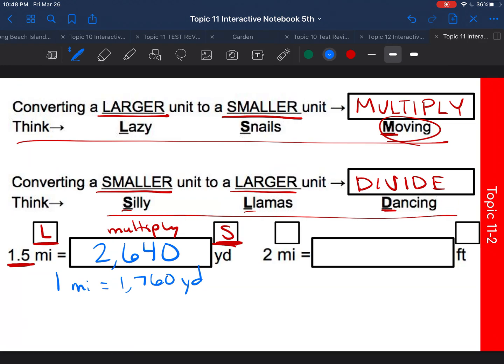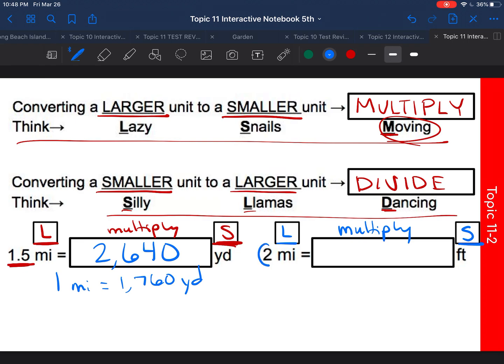Let's look at this next one. 2 miles is how many feet? So again, we're going to start by looking at them and saying, what's larger, a mile or a foot? A mile is larger, a foot is smaller. So lazy snails, once again, they are moving. We are going to multiply.